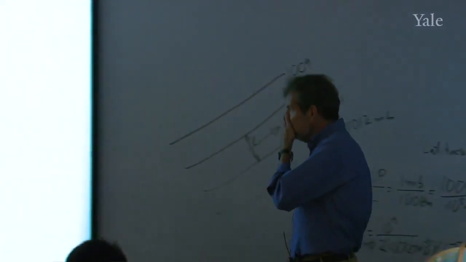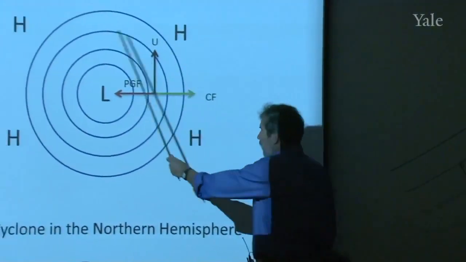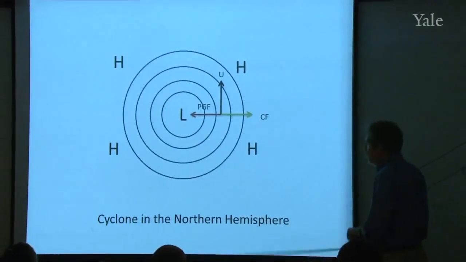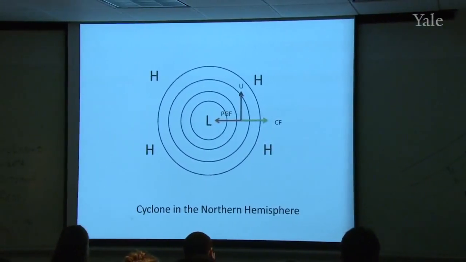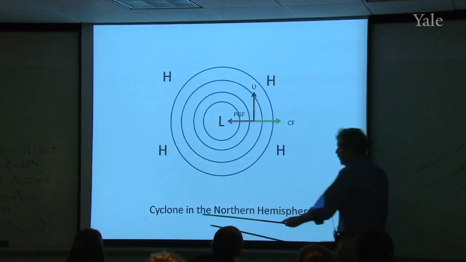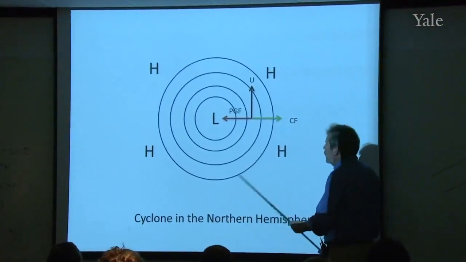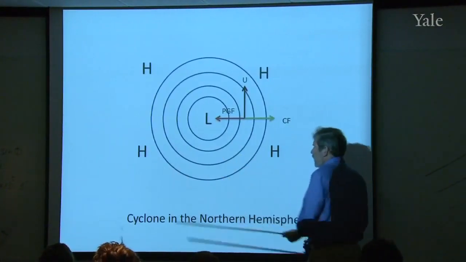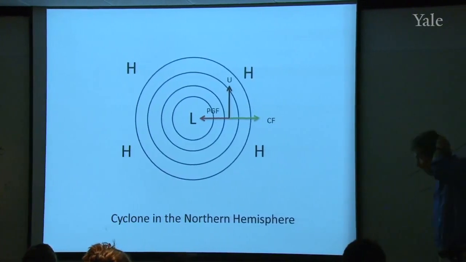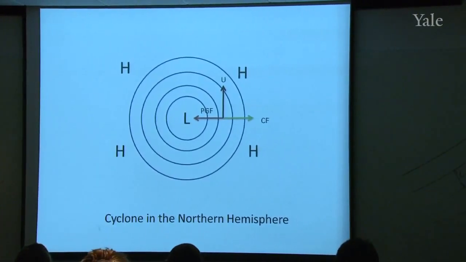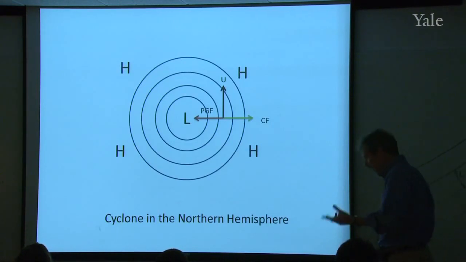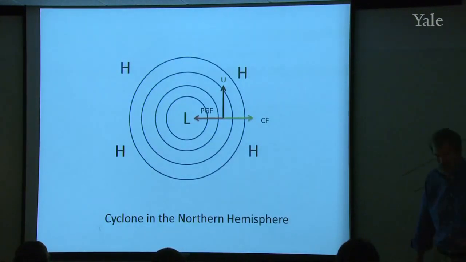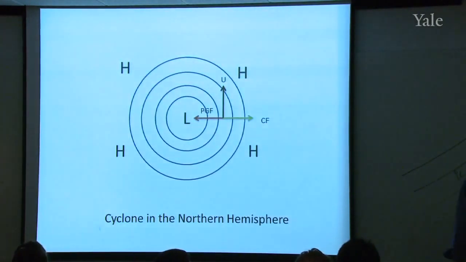If I were to imagine another isobar pattern that was in the form of a circle or a bullseye, whenever you have an isolated low pressure region with high pressure all the way around it, you normally refer to that in meteorology as a cyclone. Sometimes the word cyclone has other connotations.